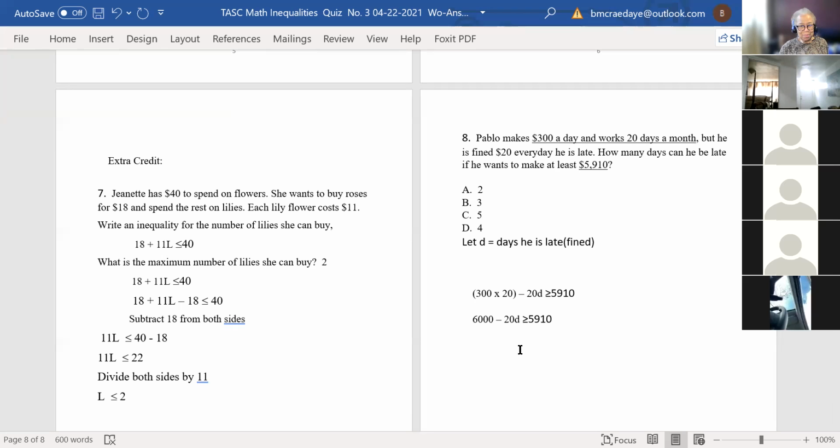How do you solve for D, the number of days he can be late and stay within this 5,910? Okay, so what do I do first? You'd have to subtract. That's right. Subtract what? The 20. Nope. Don't touch that 20D. That's a multiplication. It's got to be a constant.